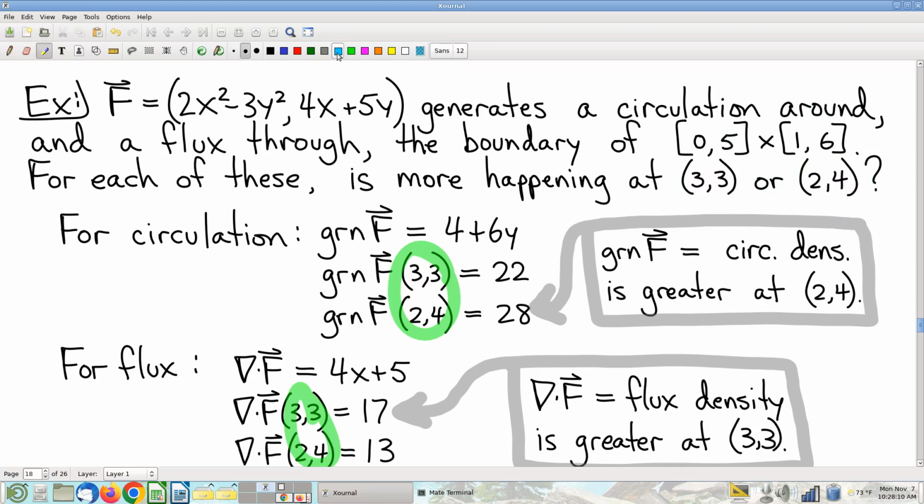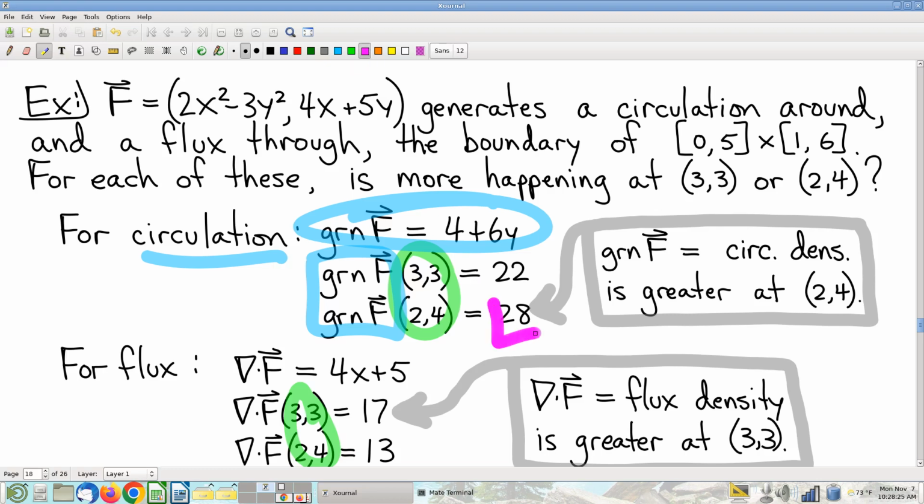Easy computation. If you want to know about circulation, you look at circulation density, aka Green's operator. Punch it up with the partial derivative formula. This is what you get for Green's operator. And by virtue of Green's operator being greater there, you have more circulation coming from the point (2,4). Green's operator just tells you so.